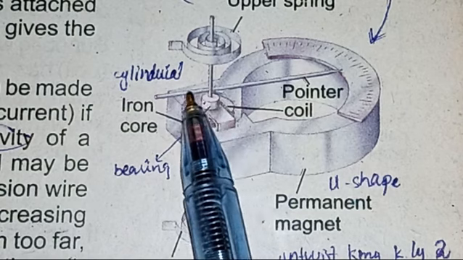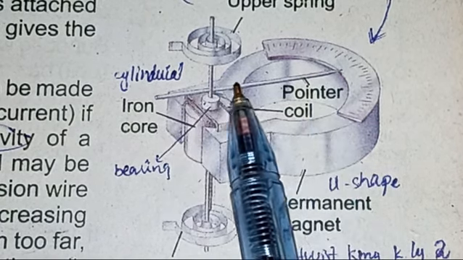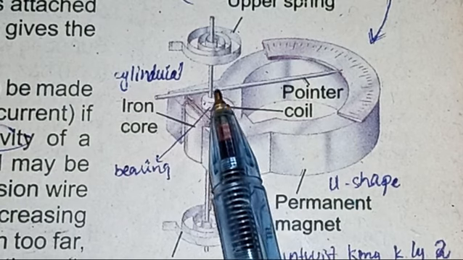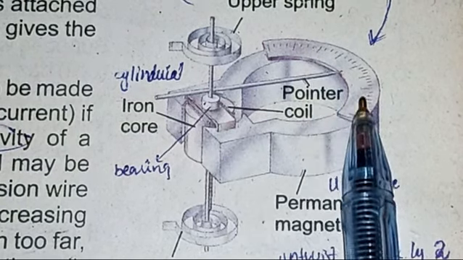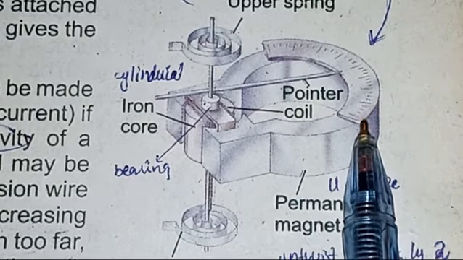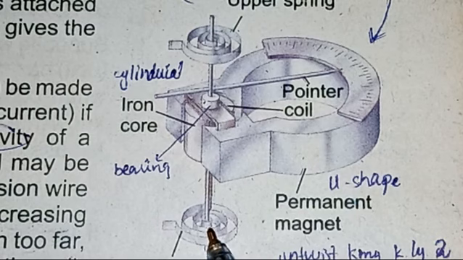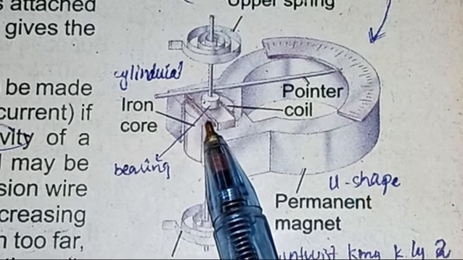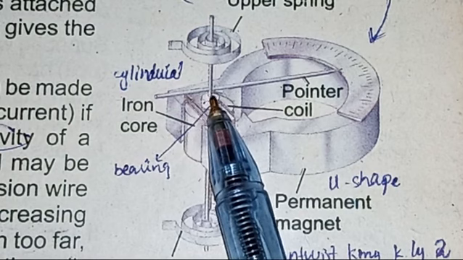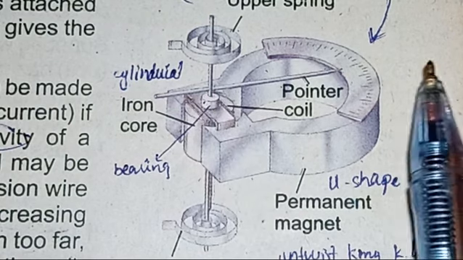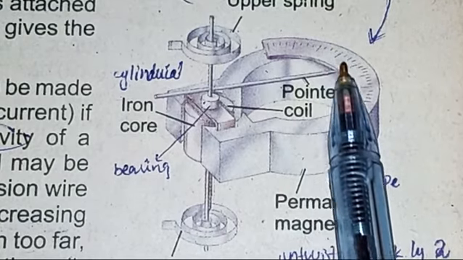A light aluminium pointer, this line, is attached to the coil from the central coil, which moves over a scale. This one is the scale. When current is applied to these upper and lower springs in the presence of a magnetic field, this coil rotates, and its angle of rotation and its motion can be checked with the help of this pointer on the scale.